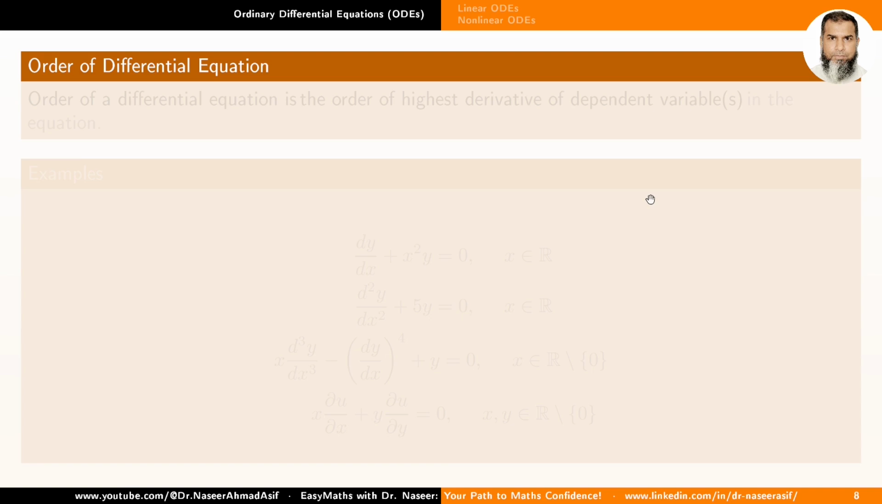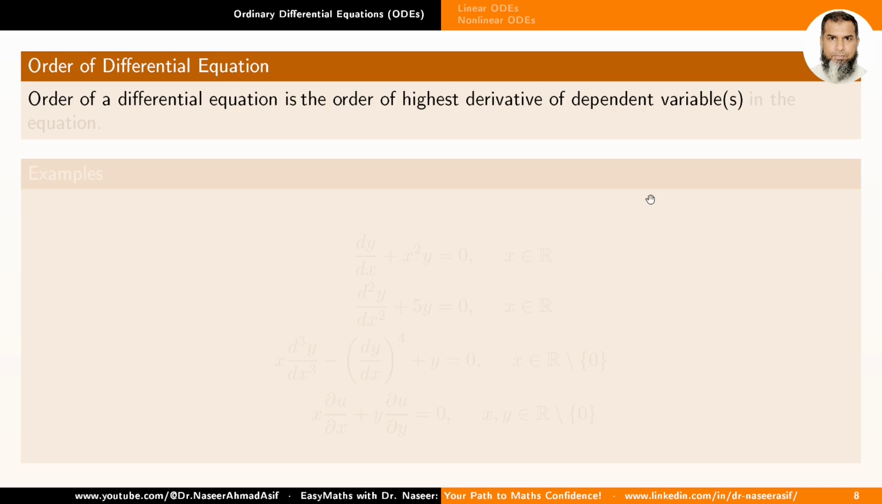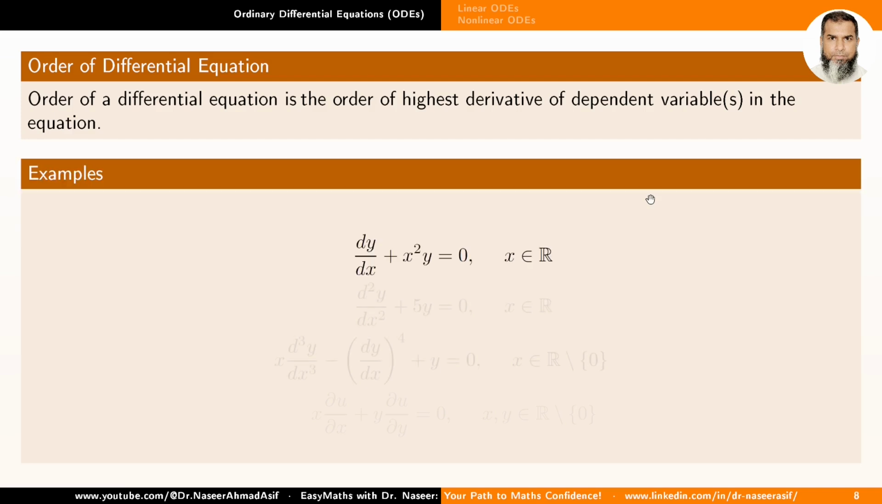Order of differential equation. The order of a differential equation is the order of the highest derivative of the dependent variable or variables in the equation. See, for example, dy by dx plus s square y is equal to 0. This equation has two variables x and y. This is the derivative of y with respect to x. So this is a first order differential equation.